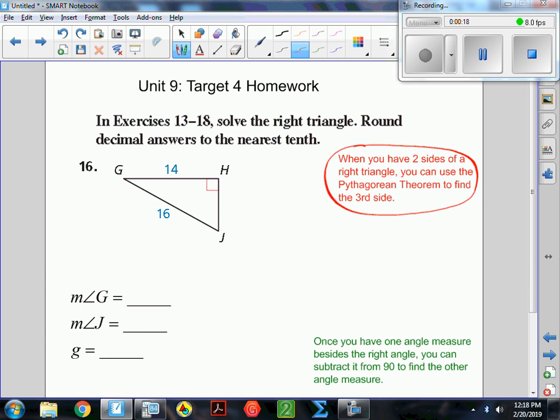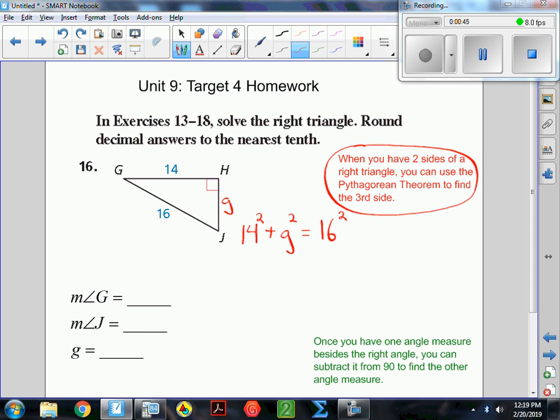So the side that I'm missing is lowercase g. It's across from capital G, the angle. So we're going to call that lowercase g. For the Pythagorean theorem, I'm going to say that I have one leg, 14 squared, plus another leg, g squared, is equal to my hypotenuse, 16 squared. Make sure that you have the hypotenuse by itself. Okay, you can use your calculator.